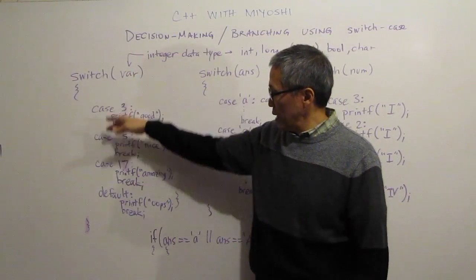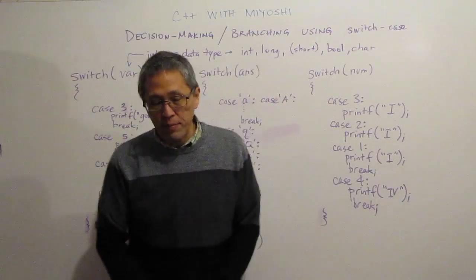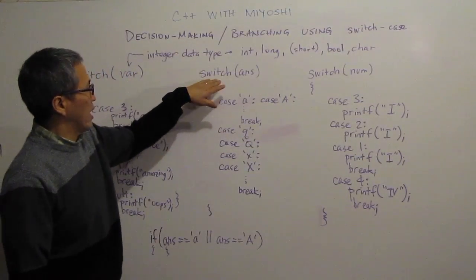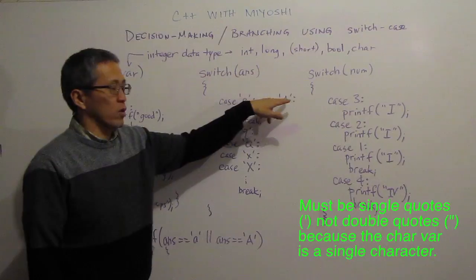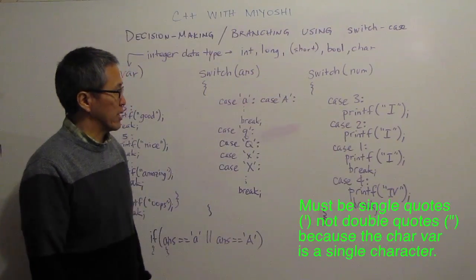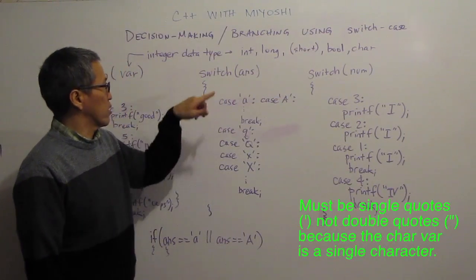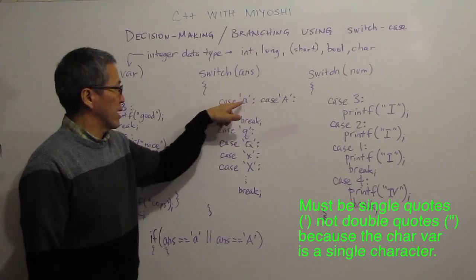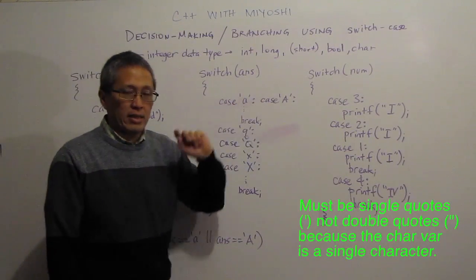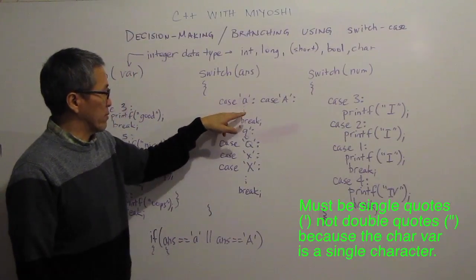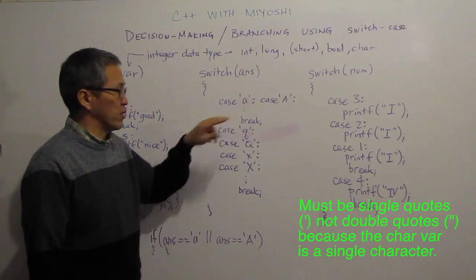So that's using an integer data type. Now, if I happen to use a character data type, and I have switch ants, and ants has to be a character in this case, I need to make sure I put single quotes around my different cases. So here I have switch ants, and I have case lowercase a with a colon, and case uppercase A with a colon. I'm going to do some operations there and then do a break.